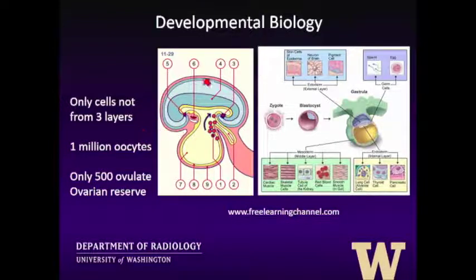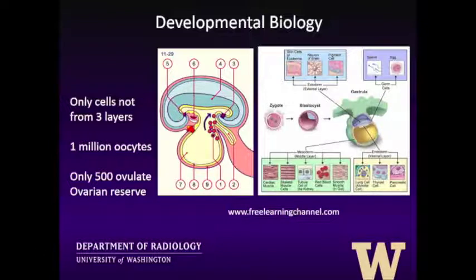So first of all, all of us basically start off as a 3-layer embryo. And if you remember this from your developmental biology days, we are ectoderm, mesoderm, and endoderm. And what we are good at, in developmental biology, is making tubes. So we make concentric tubes. Your CNS is a tube, the cardiovascular system is a tube, the GI tract is a tube.